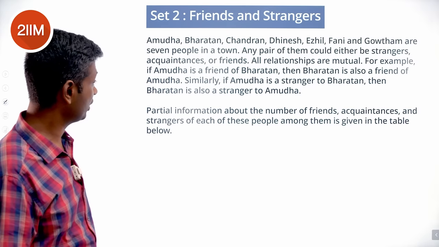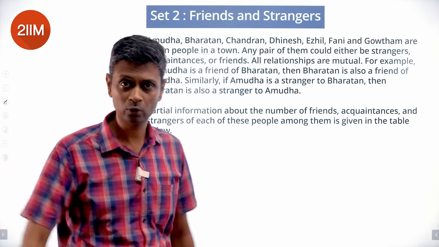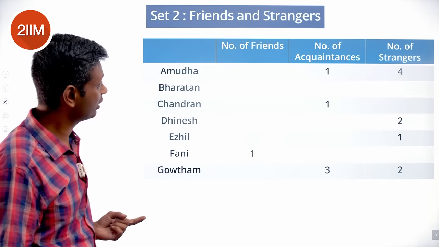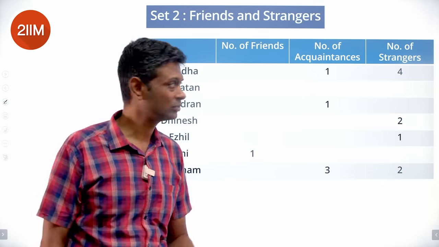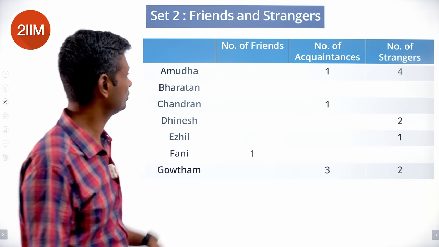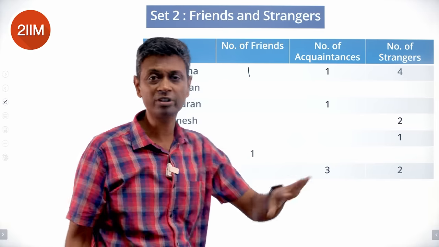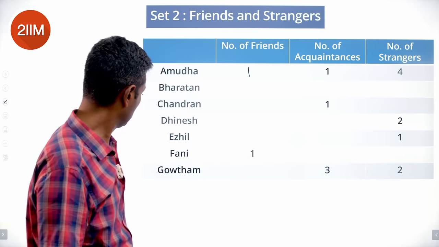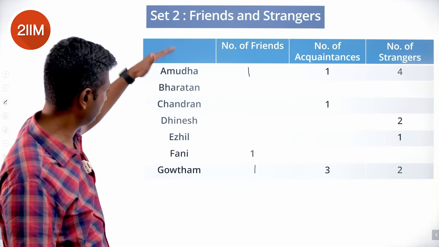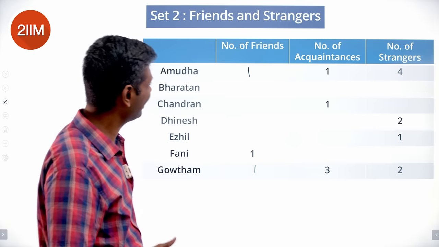Partial information about the number of friends, acquaintances, and strangers of each of these people among them is given in the table below. Nice. So far, so good. Amudha has one acquaintance and four strangers. Amudha should have a relationship with six people, so one acquaintance and four strangers means it should be one. Each of these rows should add up to six. Right. So this is two, this is three, this should be one. Gowtham has a relationship with six people. 3 plus 2 is 5. This is 1, 6. The rest I don't think we can fill.